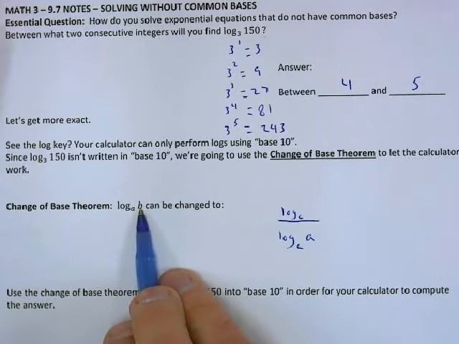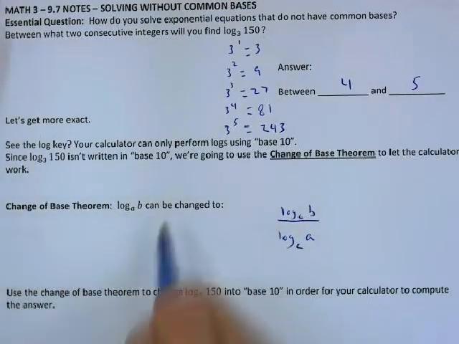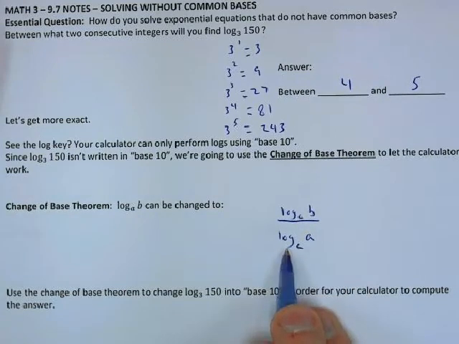And then your number that's higher up is going to stay higher up. So then I can rewrite this thing as the log of b base whatever I want over the log of a base whatever I want. And if we choose base 10 or base e, well then I can punch this thing in a calculator.